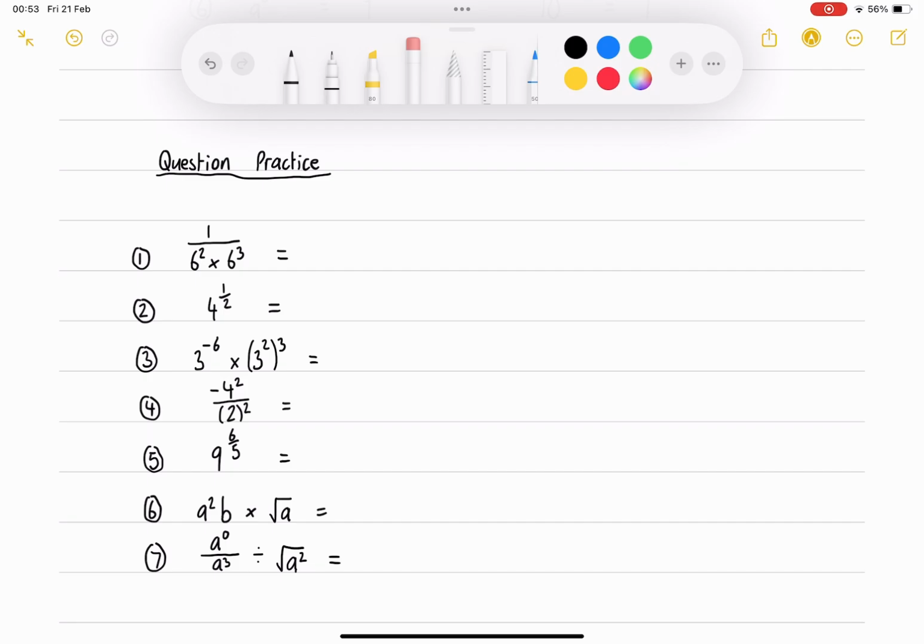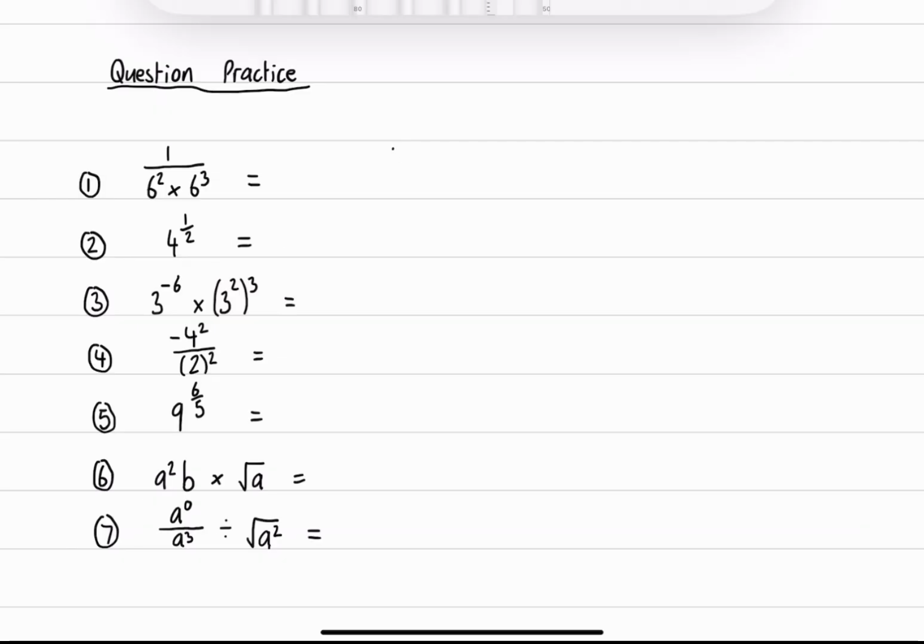Here's some practice questions for you to try. These are increasing in difficulty. Pause the video to give them a try. Okay, let's go over the answers. For the first one, just add the indices together, which equals 1 over 6 to the power of 5. The second one, the denominator is the root, therefore the square root of 4, which equals 2.